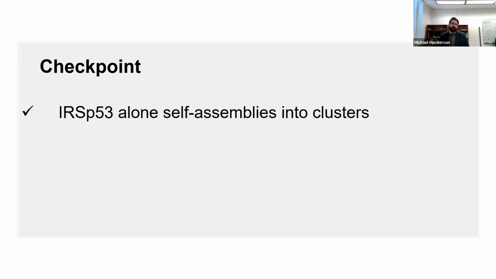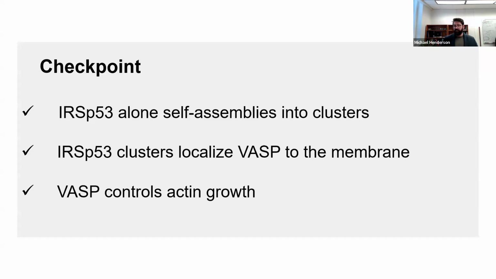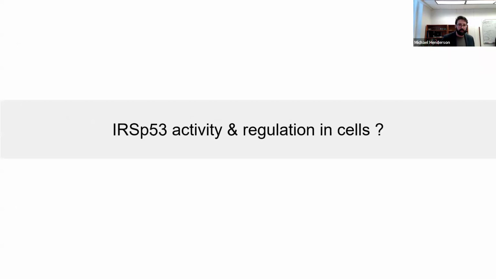So I just want to have a quick checkpoint here because maybe it's a lot of information. We showed that through reconstitution experiments, simple mixtures of PI(4,5)P2 alone can self-assemble these proteins into clusters, and that these clusters localize key actin polymerases to the membrane in an ordered fashion. And that once you have VASP, it generates the actin filaments necessary for supporting the protrusion.